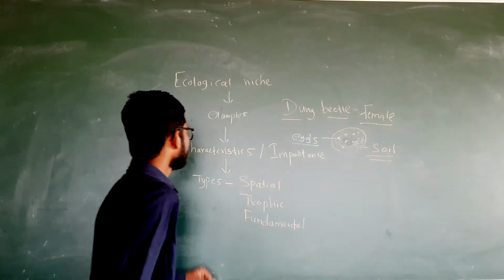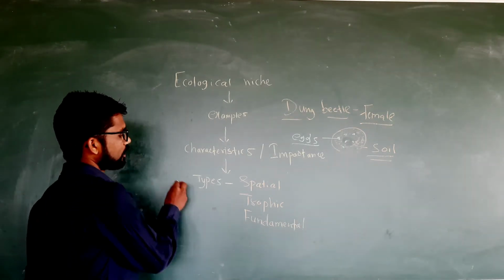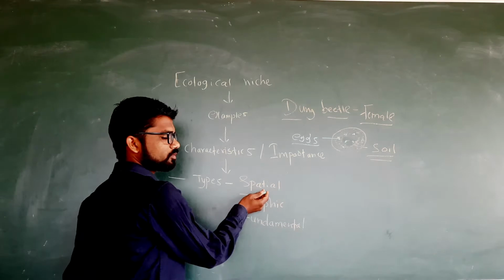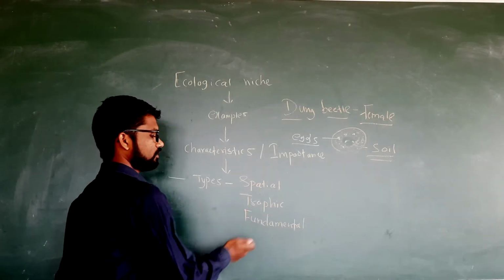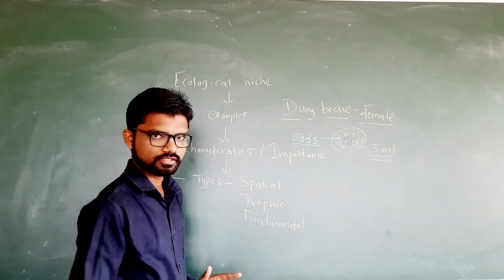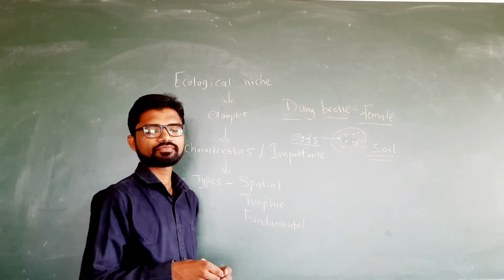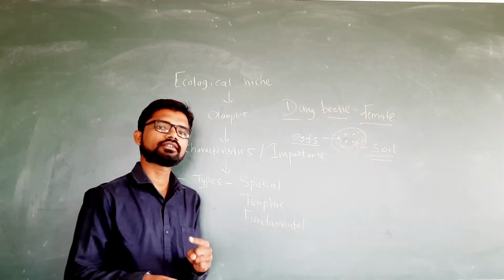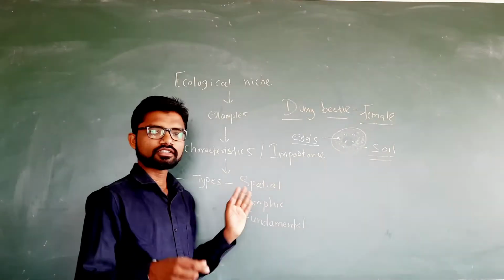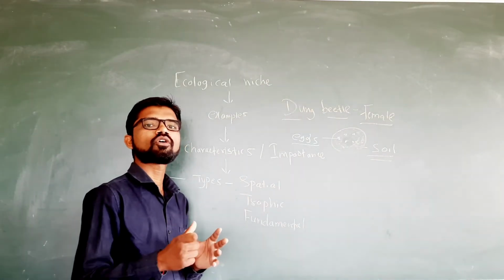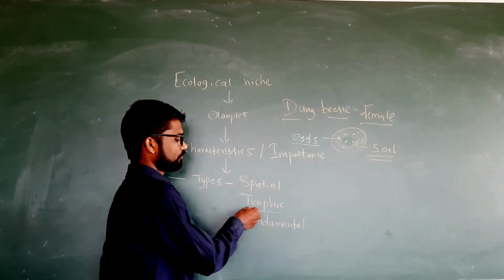Okay. Then we discussed the types of ecological niche. First one is the spatial niche, second is the trophic niche, and third is the fundamental niche. The spatial niche means the organism occupies its whole area, meaning only one can live in the same habitat. They occupy the microhabitat, meaning the small living place.